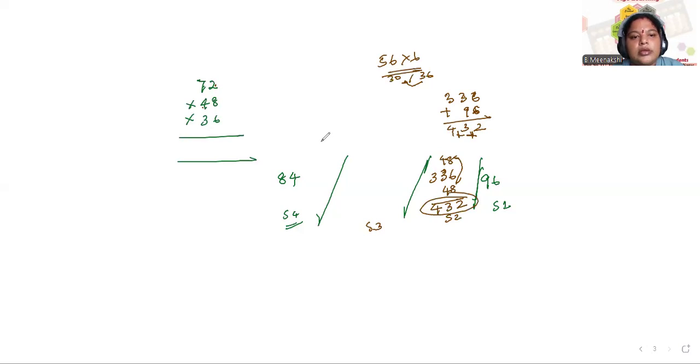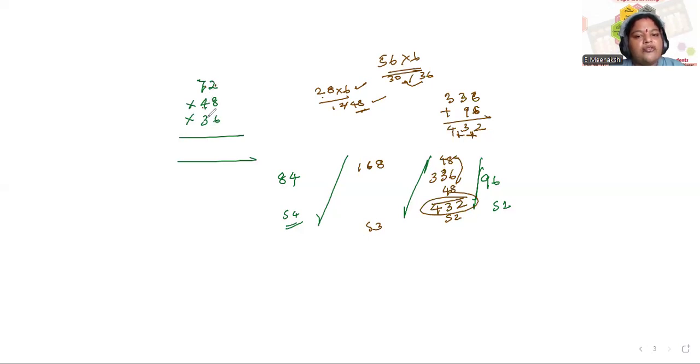Next, we see step 3, which is the mirror image of step 2. 7 4s are 28, so the same thing we will do. 28 into 6. 6 8s are 48, 2 6s are 12. So you get 168. You can do this at the mind level. Since I'm explaining the shortcut trick, I'm explaining the steps also, how to do that at mind level. 168.